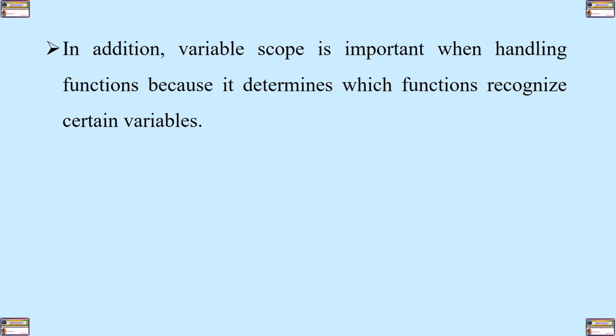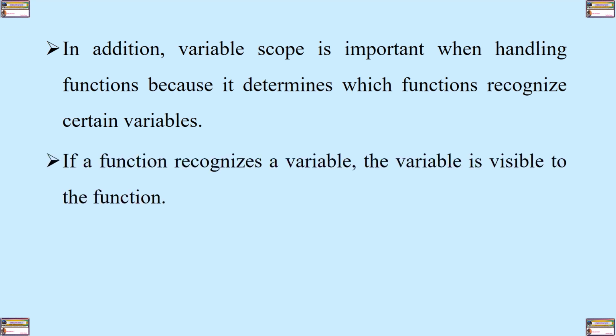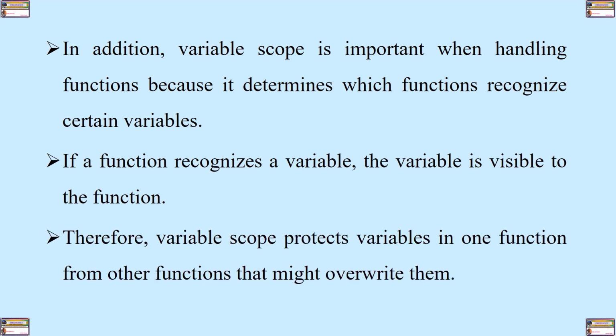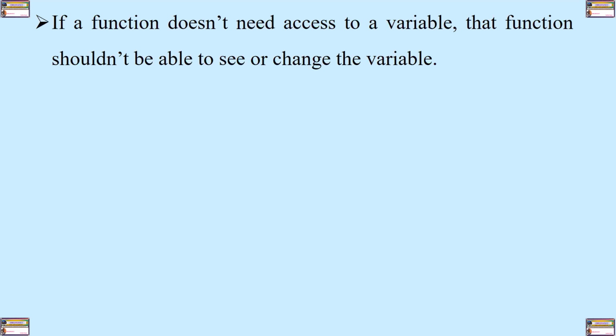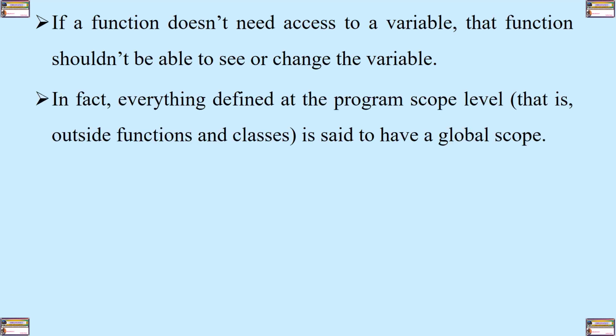In addition, variable scope is important when handling functions because it determines which functions recognize certain values or variables. If a function recognizes a variable, the variable is visible to the function. Therefore, variable scope protects variables in one function from other functions that might override them. If a function doesn't need access to a variable, that function shouldn't be able to see or change the variable. In fact, everything defined at the program scope level, that is, outside the functions and the classes, is seen to have a global scope.